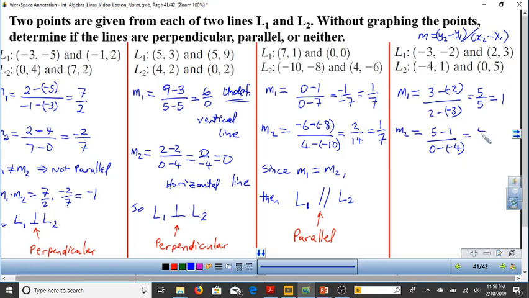That gives us 4 over 4. And again, the slopes are equal. So M1 is equal to M2. So line L1 is parallel to line L2. Now, just as a side note here, if we had gotten an example or result where they're not parallel and the slopes don't multiply to be -1, then we would have chosen neither as our answer.